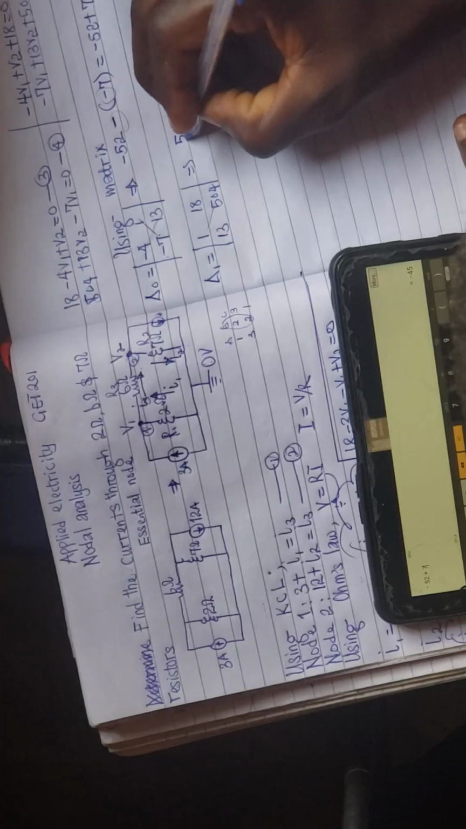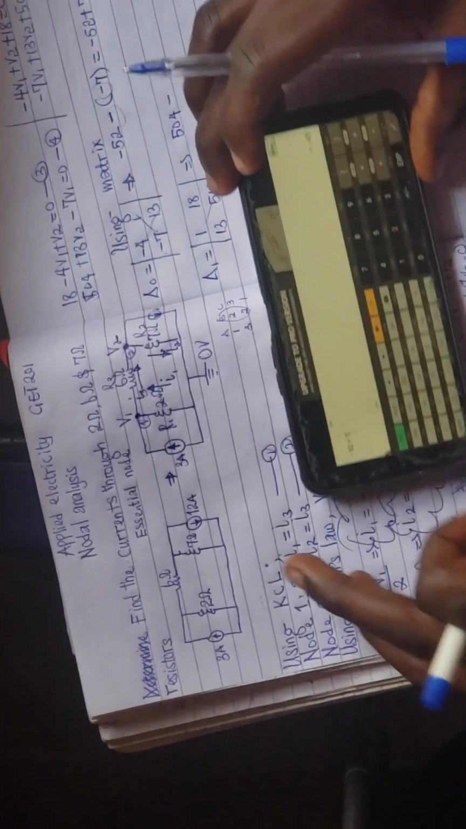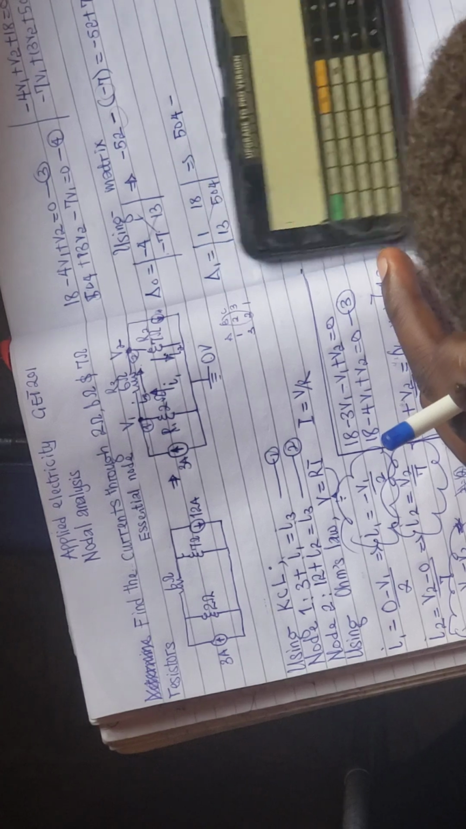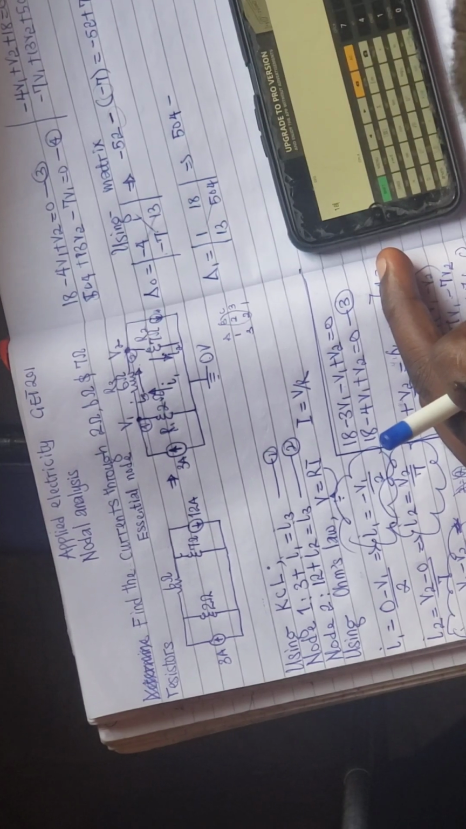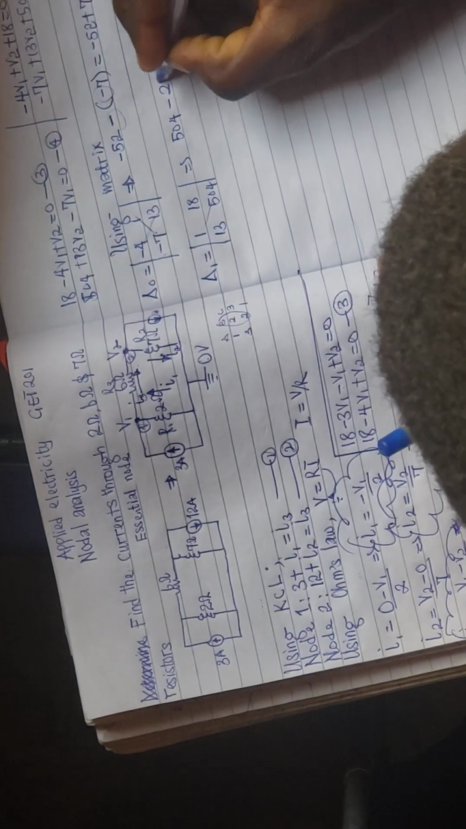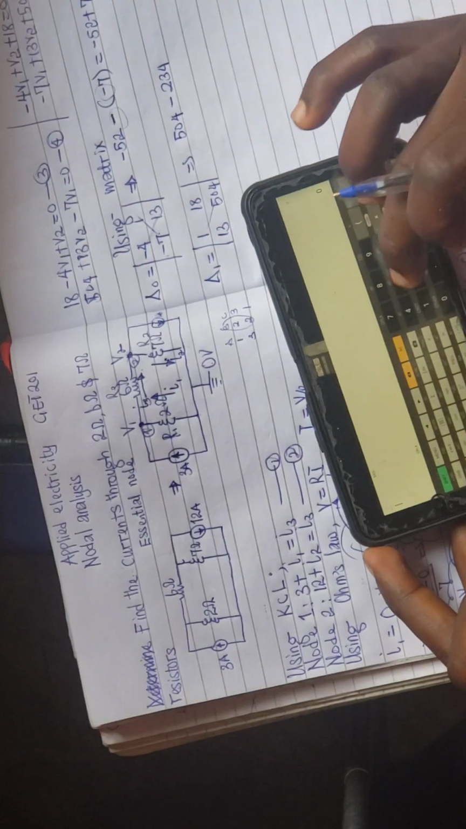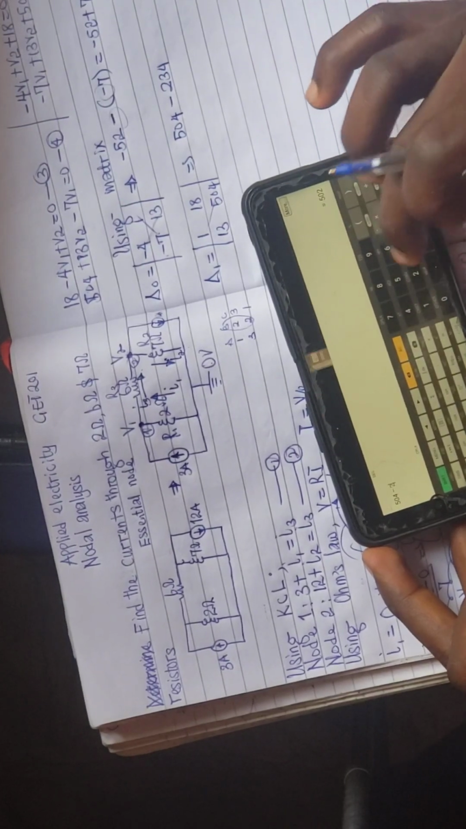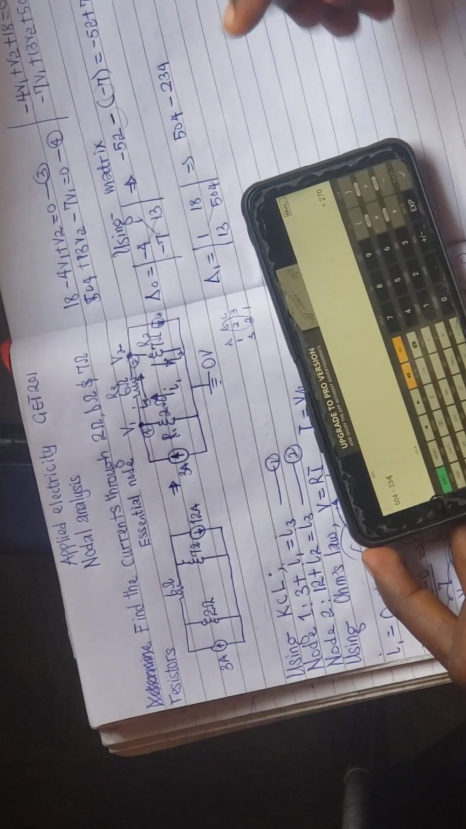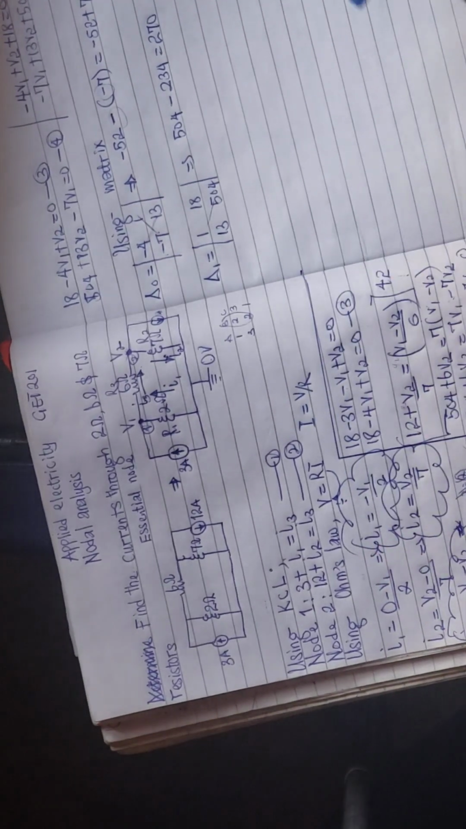So we have 504. That is 1 times 504 is 504. Minus this one times this one. Let me just use my calculator. So we have 18 times 13. So we have 234. So let me use calculator again. 504 minus 234 gives me 270.